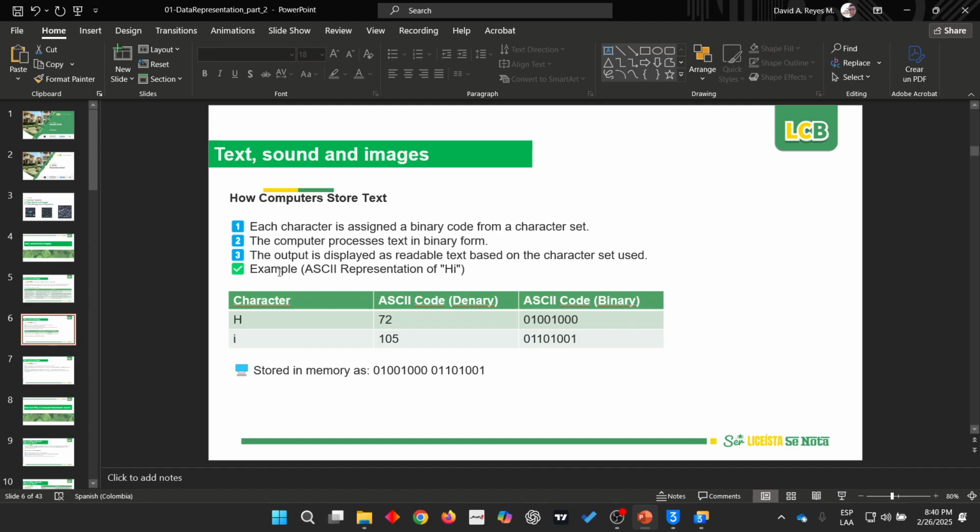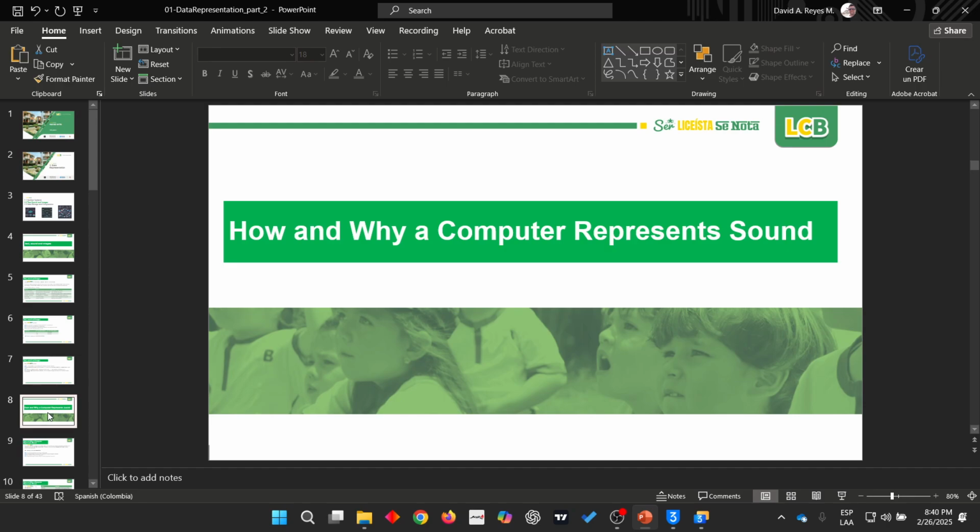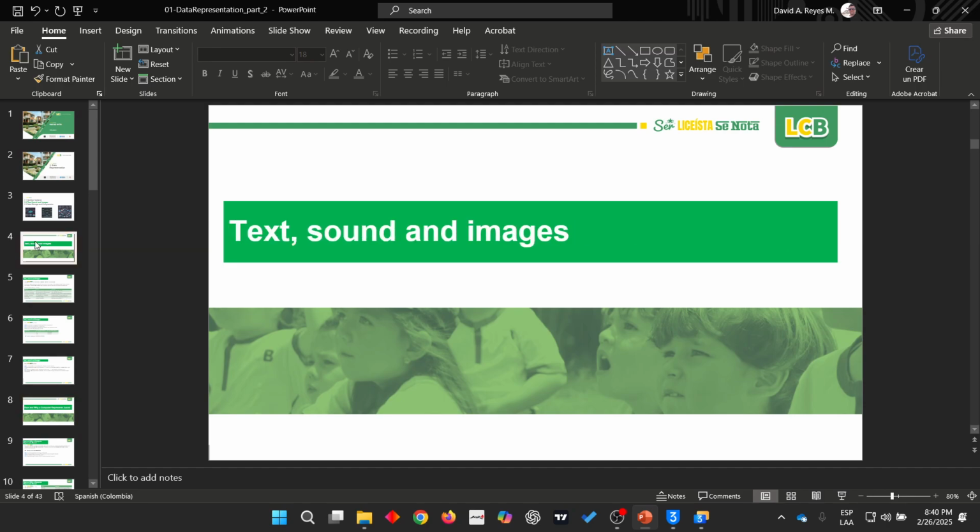Now let's continue. This is what I already told you, that ASCII is limited. Unicode is for global communication, so you are going to have many, many characters to use in this part. In this case, the computer is going to have a lot of characters. Let's move on from the part about text.